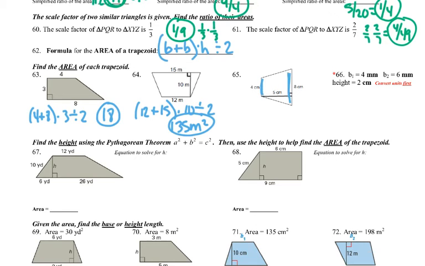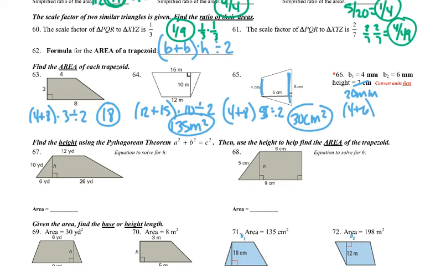Even when it's sideways, the base is here, 4 plus 8 times 5 divided by 2, and that turns out to be 30 centimeters squared. Here you've got to convert that height to 20 millimeters, so base plus base is 4 plus 6 times 20 divided by 2, and that works out to be 100 millimeters squared. Good. Here, these are a little harder.